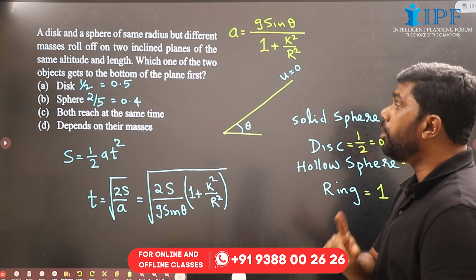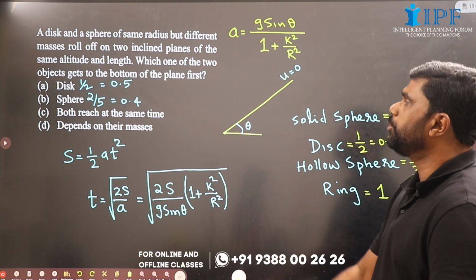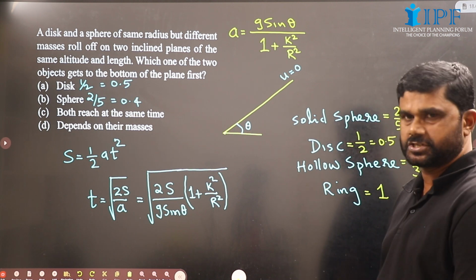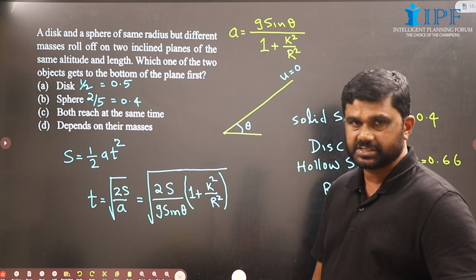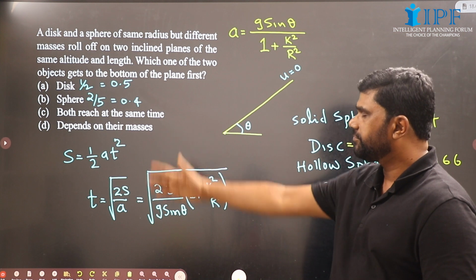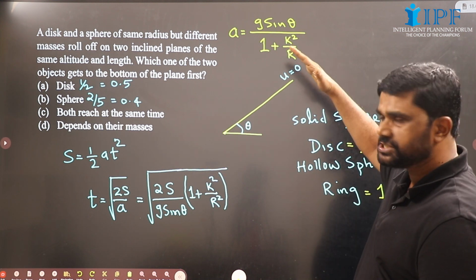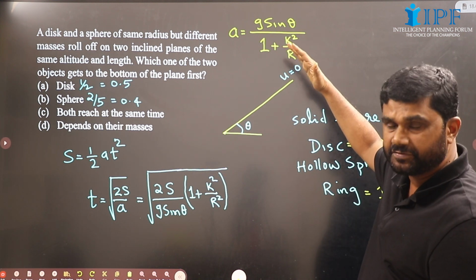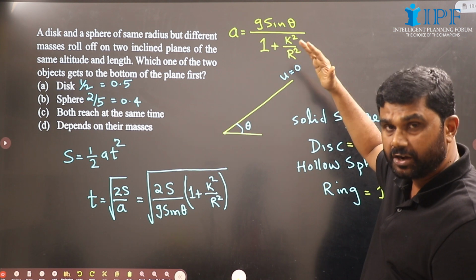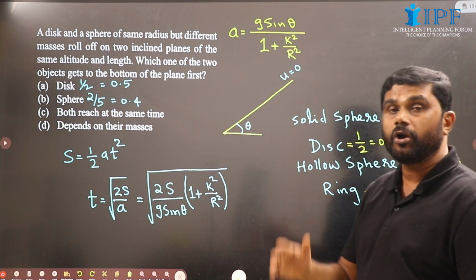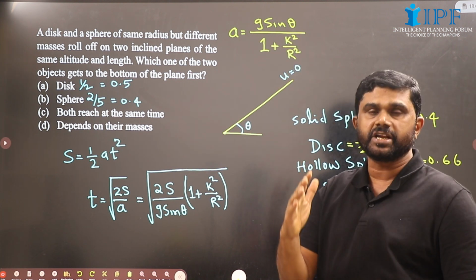Which one of the objects gets to the bottom of the plane first? That we have discussed earlier. We see all the bodies are released from the top of the same incline, and all start from rest. All roll down without slipping.